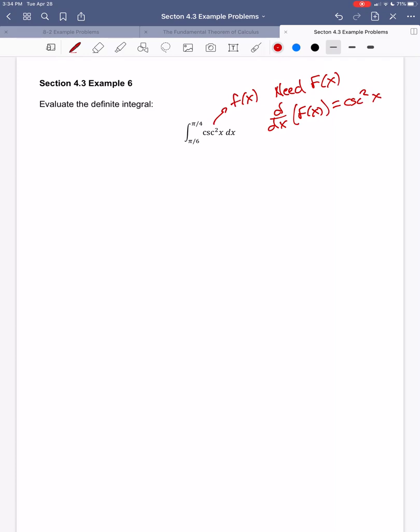So we have to think about our trig functions and what kinds of derivatives we have. If I had the derivative of tangent, that's secant squared. So I know if I had the derivative of cotangent x, that would be negative cosecant squared x. So I'm going to have to make this negative so that it becomes positive.